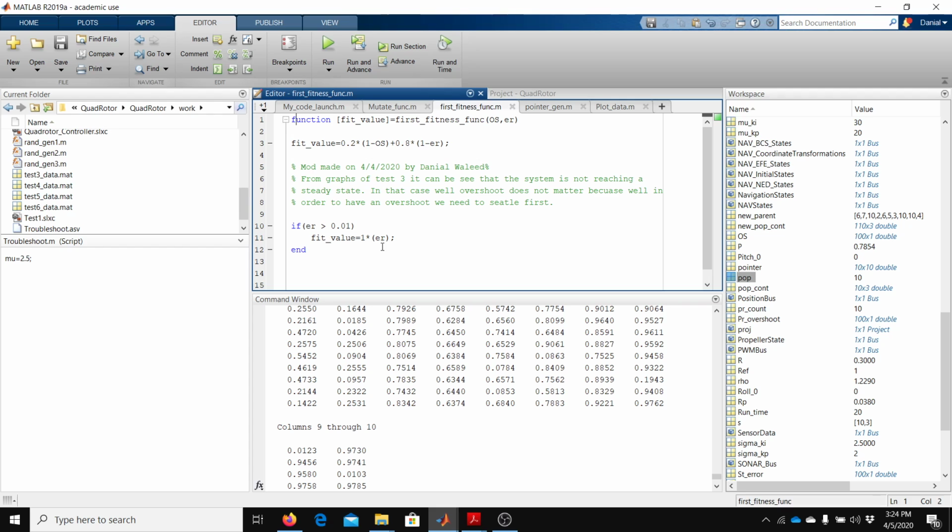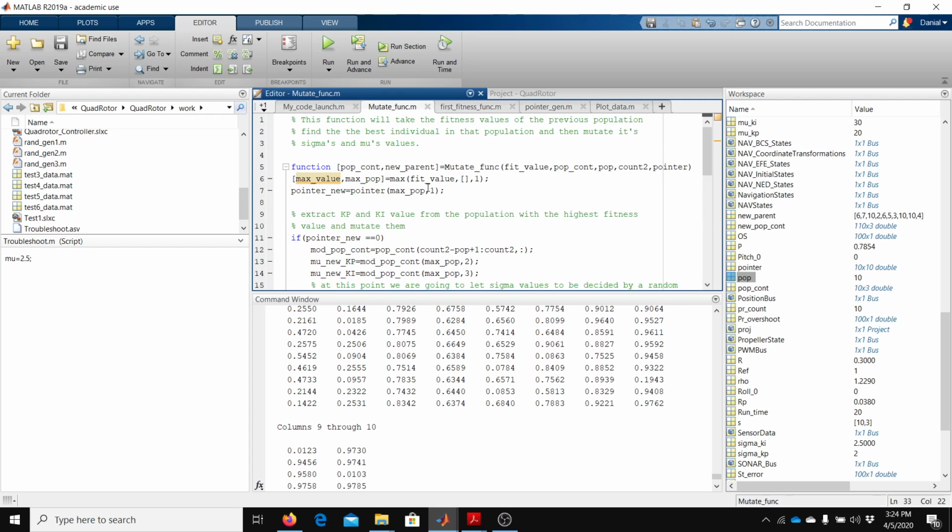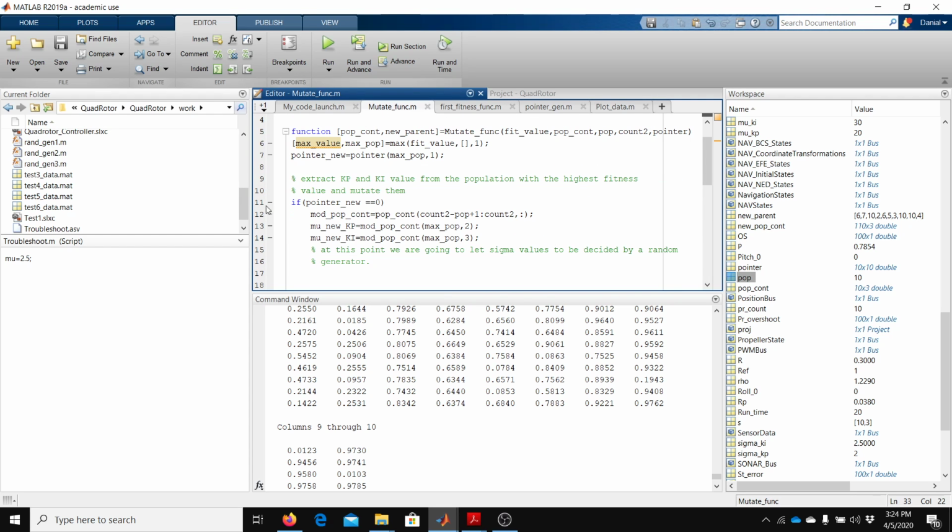But now what I want to do is find better values of those KP and KI. So what happens then in the mutate function is that it iterates through these generations, and when it finds a value of KP and KI that it thinks is good enough, and the results do tally with that, then that becomes your new mu. So when the pointer value is 0, your mu new is essentially going to be that particular value of your system.